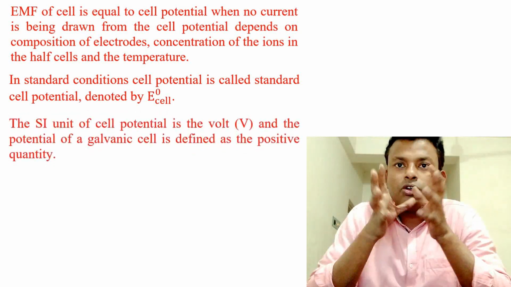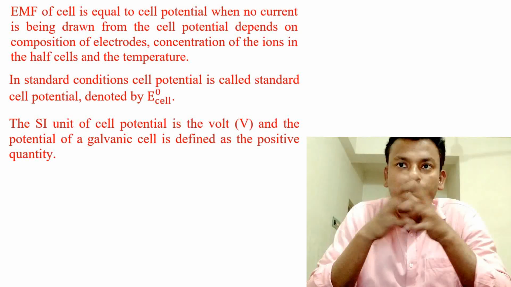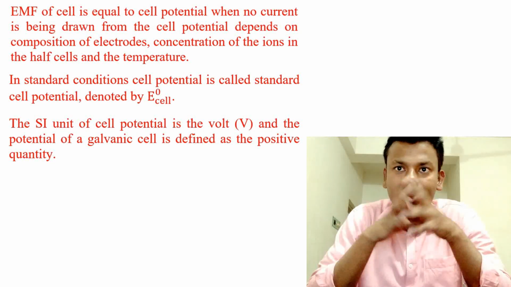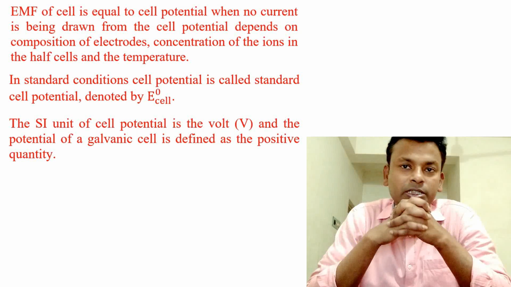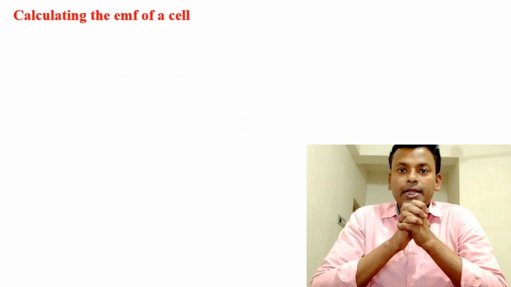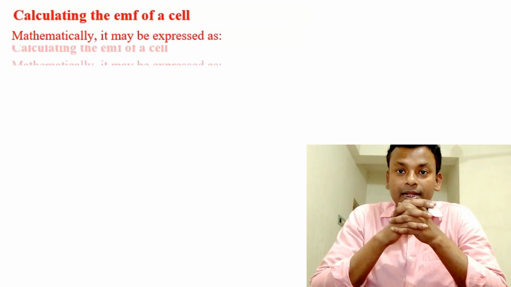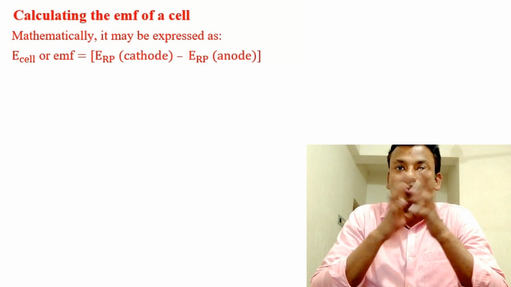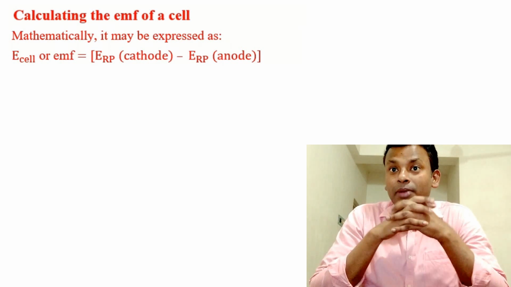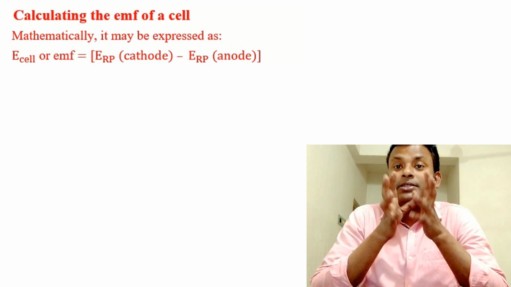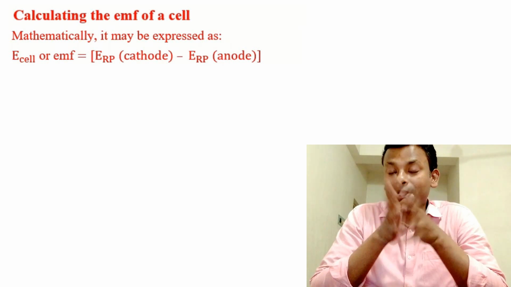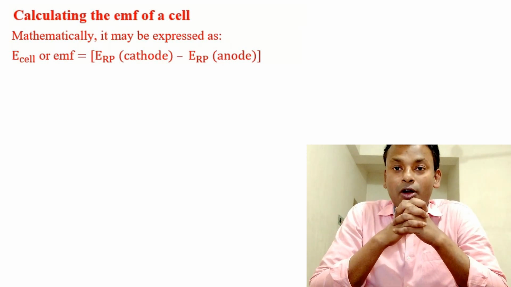The SI unit of cell potential is the volt, and the potential of a galvanic cell is defined as a positive quantity. Calculating the EMF of a cell. Mathematically, it may be expressed as E cell or EMF equals ERP cathode minus ERP anode, means reduction potential of cathode minus reduction potential of anode.